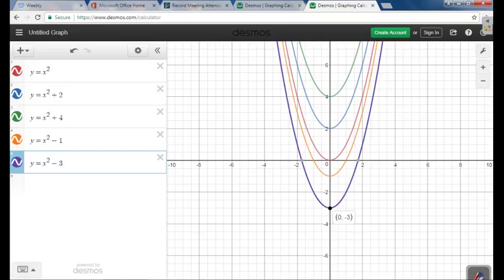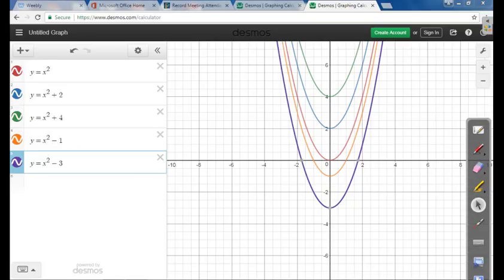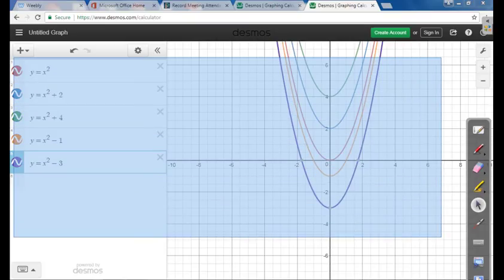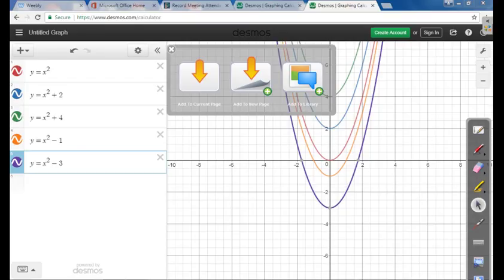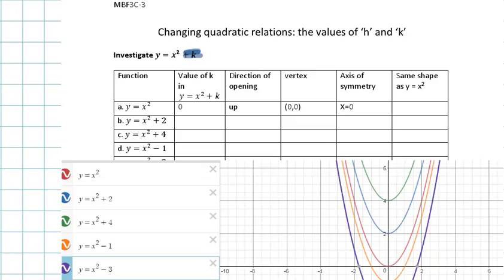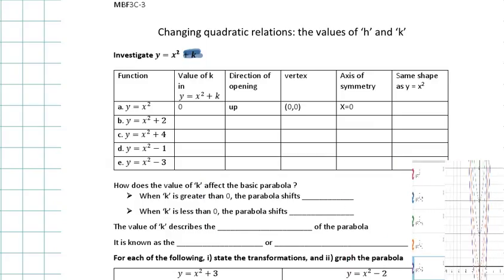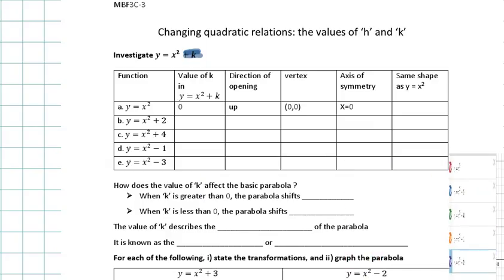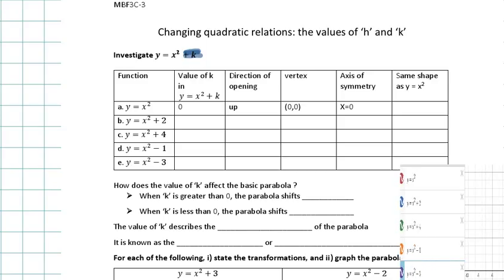So we call this the k value. The k value affects your optimal value, and it affects the y value of the vertex. The axis of symmetry could change? It does not change. So the only thing that's changing is your vertex, the y value of the vertex.